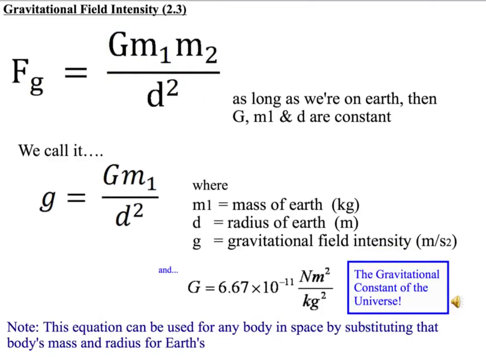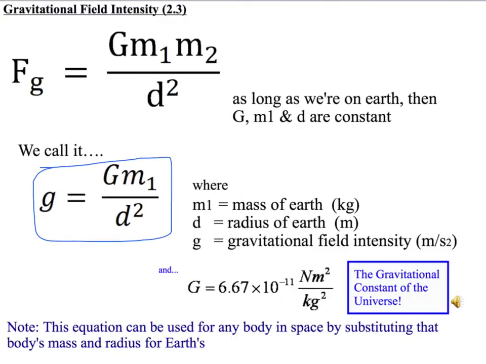And just note that this new equation, little g being G m1 over d squared, can be used for any body in space, so any planet. We could do this for the Earth or the Moon, or you could even do it for yourself, I suppose, but it wouldn't be very meaningful. We could do this for any object anywhere.